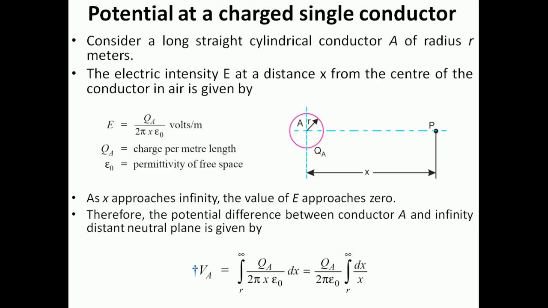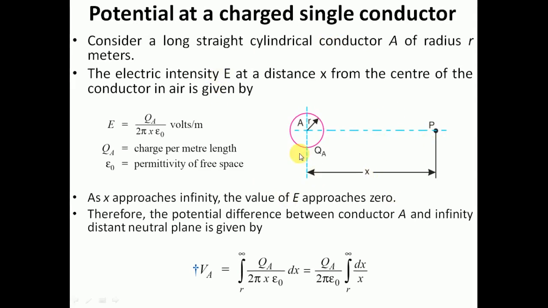We will begin with potential at a point due to a single current carrying conductor. Here the single current carrying conductor is having radius r, and we are going to find the potential at point P, which is at a distance x meters from the center of the conductor. In order to calculate the value of potential at point P, we will consider a Gaussian surface. In this case, the Gaussian surface will be a cylinder having radius x. The electric field is always radial in nature. There will not exist any tangential component.